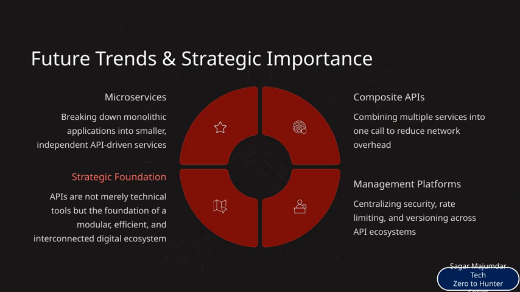Now, looking ahead to future trends and the strategic importance of APIs, let's explore some key developments. First, microservices are transforming how we build applications. Instead of creating large, monolithic systems, we're breaking them down into smaller, independent API-driven services that can be developed, deployed, and maintained more efficiently. This modular approach offers greater flexibility and scalability.